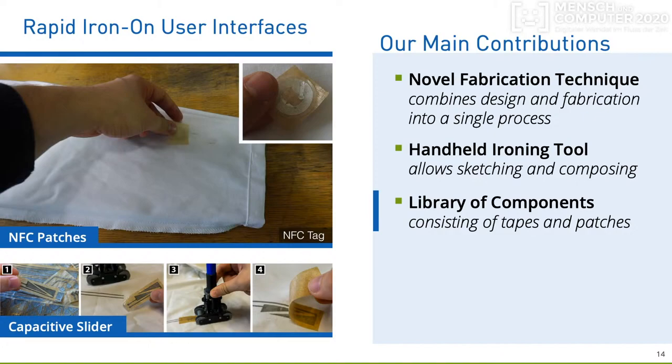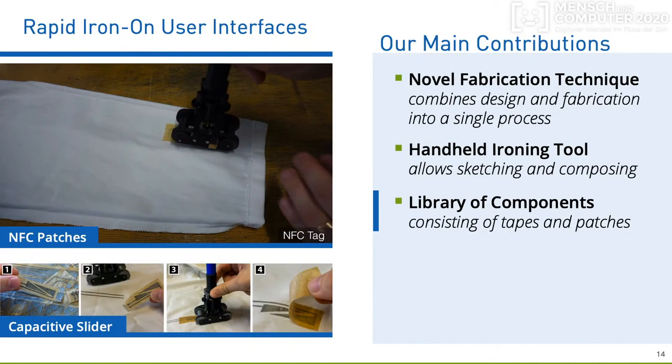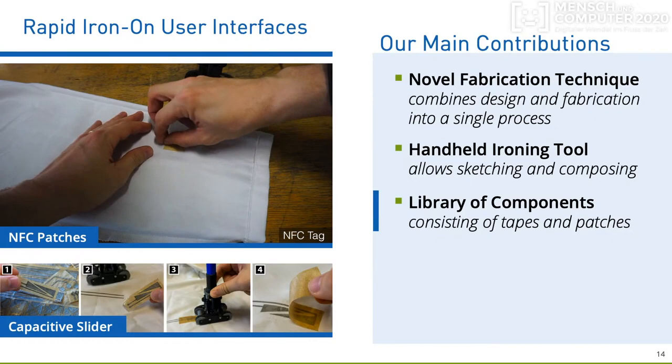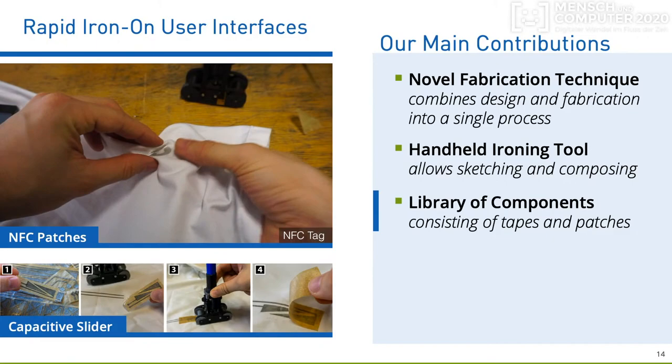For example, a designer can place an identification patch, then iron on the tag using our Rapid Iron-on tool, and finally peel off the protection layer. The result is a flexible and strongly connected tag that could be used, for instance, inside a lab coat for access control.